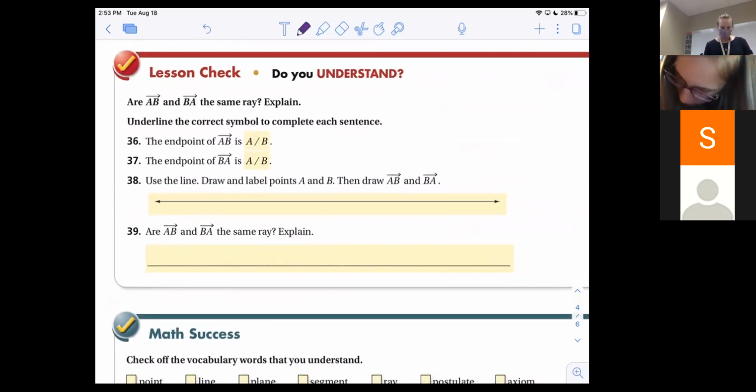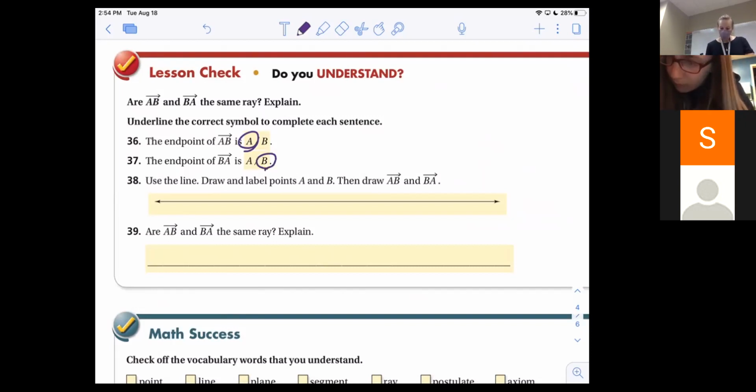Okay, this says, are AB and BA the same ray? What's the endpoint of AB? A, yep. Why is it A, Eli? Because the arrow's at which letter? B. What about the endpoint of BA? What's my endpoint there? B.